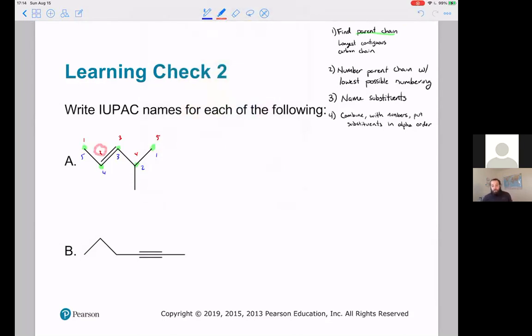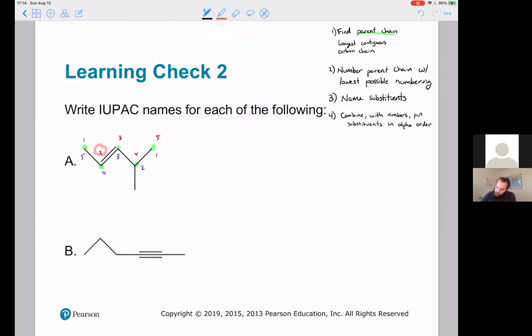We always, when we talk about the position of the double bond, we do it at the lower number carbon. So this double bond between carbons 2 and 3, we'd say it was at carbon 2. And it implies that it's between 2 and 3. If we said that it was at carbon 1, that would mean it was between carbons 1 and 2.